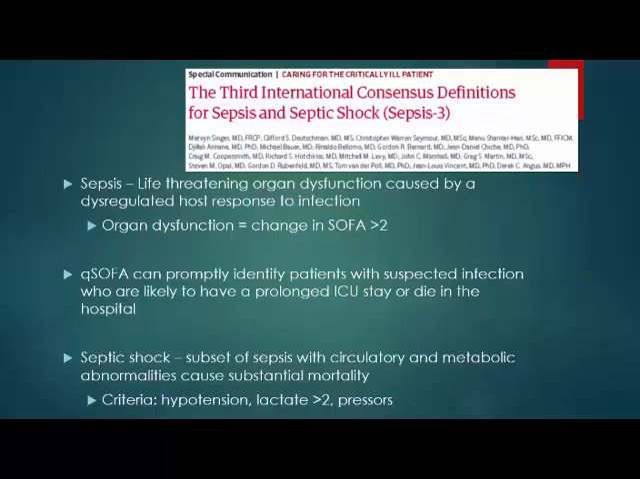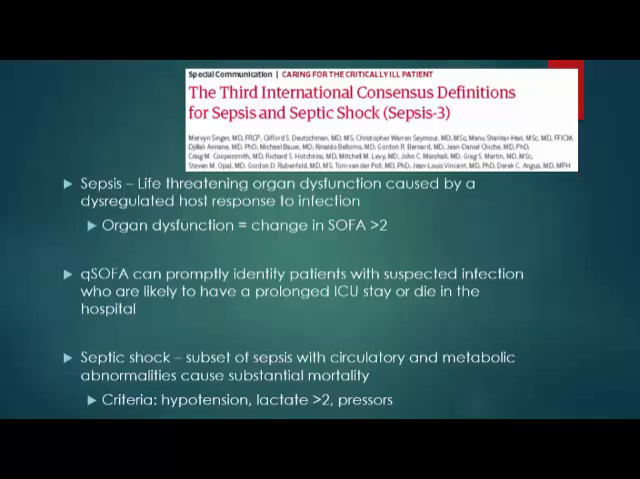Sepsis is life-threatening organ dysfunction because of a dysregulated host response. Organ dysfunction is then defined as a SOFA change greater than 2. QSOFA can promptly identify patients with suspected infection who are likely to have a prolonged ICU stay or die in the hospital. And septic shock is a subset of sepsis with circulatory and metabolic abnormalities that cause significant mortality, and the criteria, as I mentioned, are listed below.